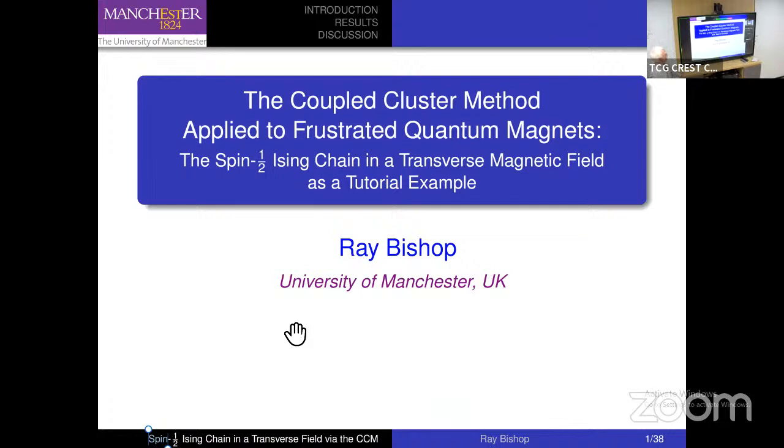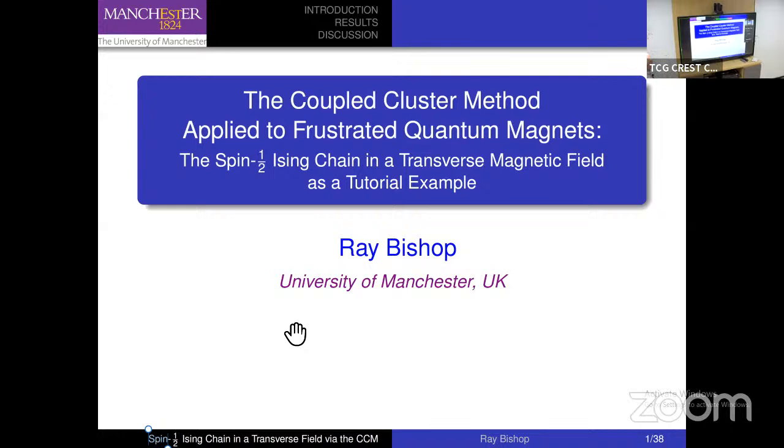What I want to do today is to hone in, today and on Friday, on the particular applications to the very big field of quantum magnets, in particular frustrated quantum magnets, on spin lattice problems. Today I want to take a particularly simple and yet highly non-trivial example as a tutorial, where we can see how the method works in practice and do the first couple of steps together on the transparencies.